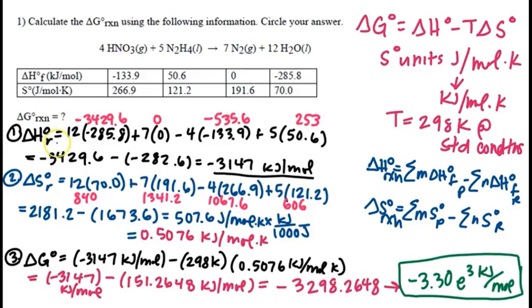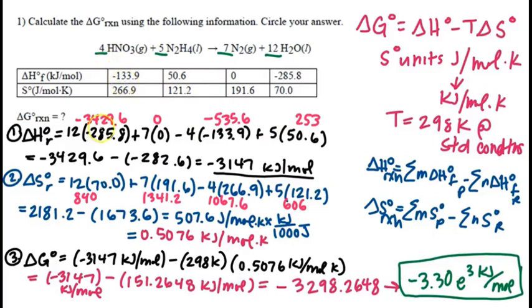All right, so our delta H naught of the reaction, that's what I'm going to start with. I'm going to focus on my products and subtract them by my reactants. So I'm starting with 12 times negative 285.8. I'm getting it directly from the table. I'm going to add that to 7 times 0 because there's a 7 in front of the N2 and a 12 in front of the H2O. Next, I'm going to subtract that by 4 times negative 133.9. I'm going to add that to 5 times 50.6. Again, these numbers are because of the coefficients that come before the substances.